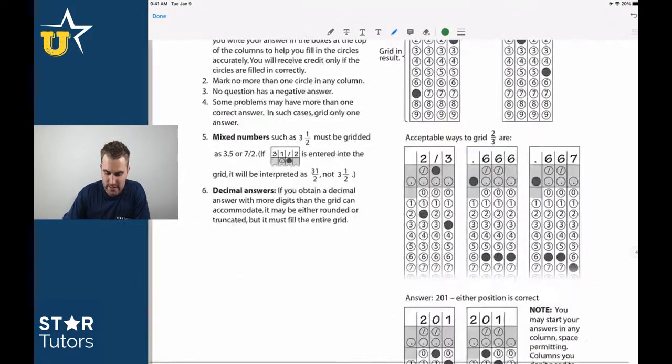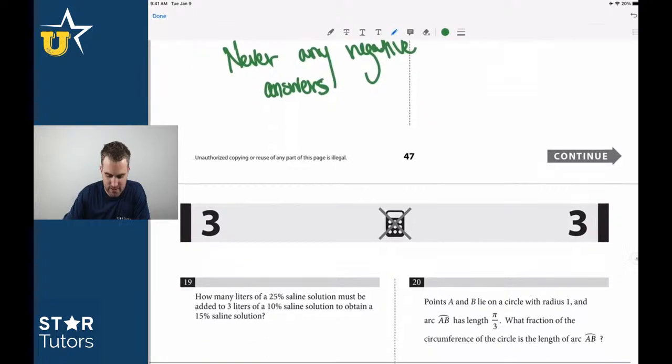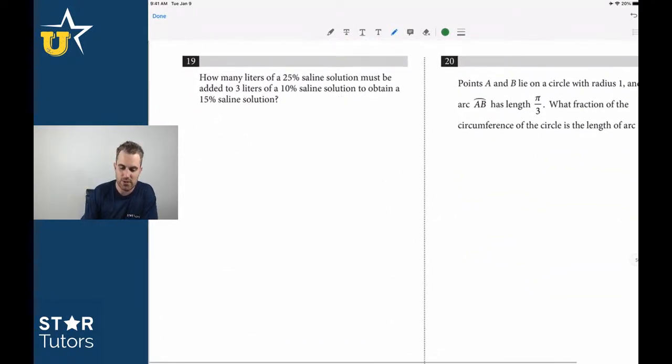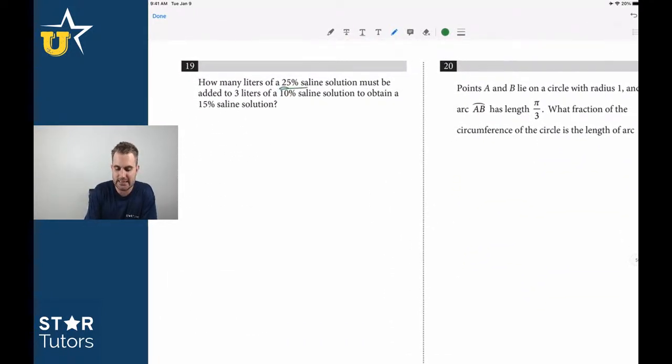Other than that, though, guys, I can't think of anything. If there's a mixture problem, that might be something to cover. If you see a mixture problem, you always set up mixture problems like number 19. This is test 6. How many liters of a 0.25% saline solution must be added to 3 liters of a 10% saline solution to obtain a 15% saline solution? So this would be 0.25x of a 10%. 0.25x plus 0.33 liters, right?